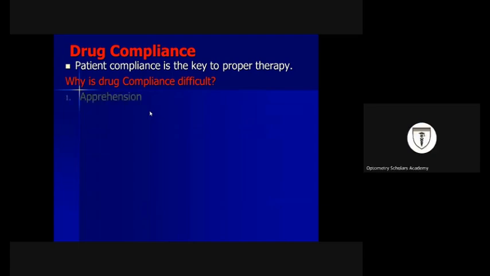So why is drug compliance difficult? Why do we usually have non-compliance in drugs? One is apprehension. Most patients find it difficult to understand the directives from the doctor. So in order to improve compliance, explain in lower terms, in terms in which the patient will understand.